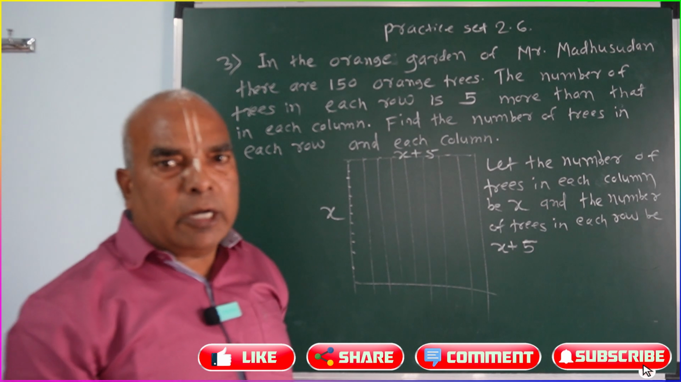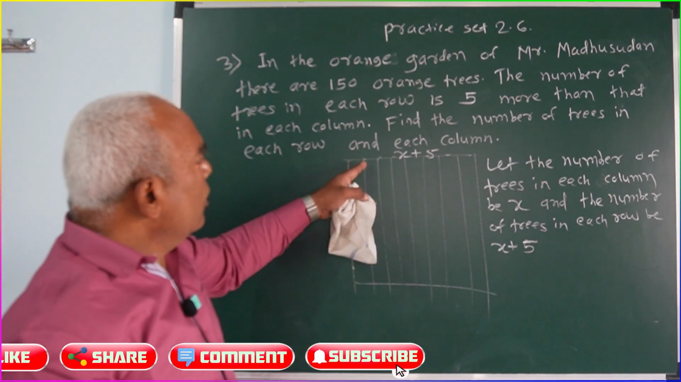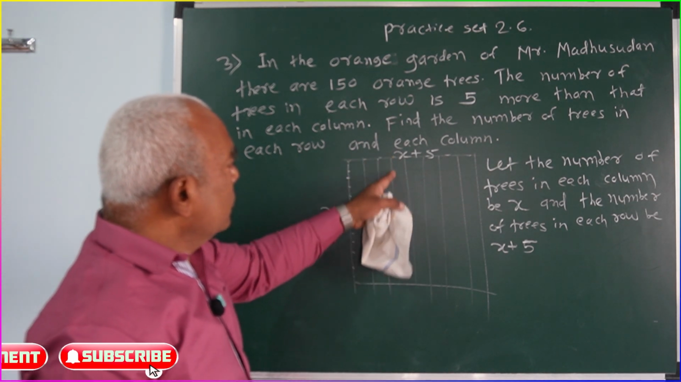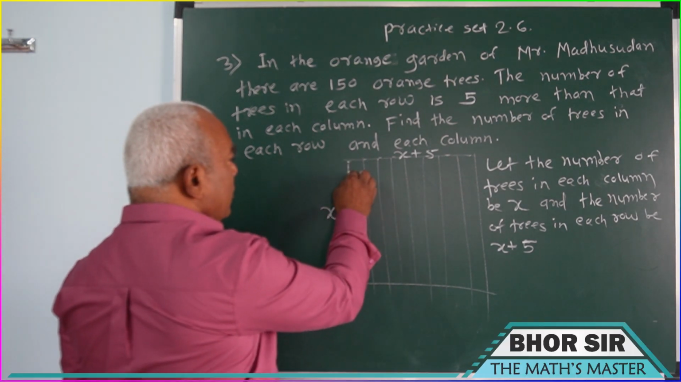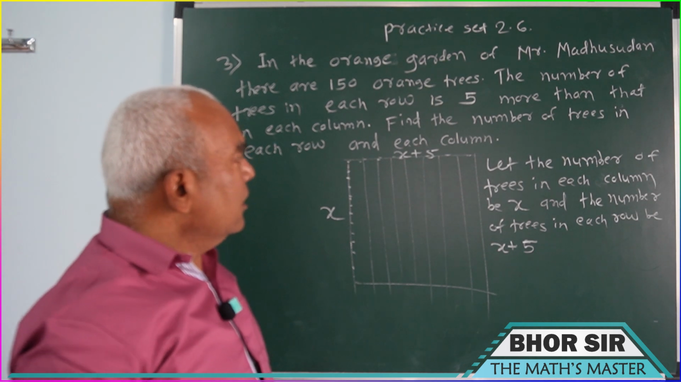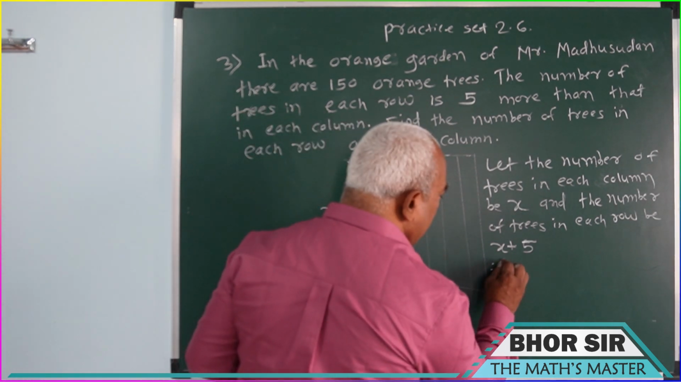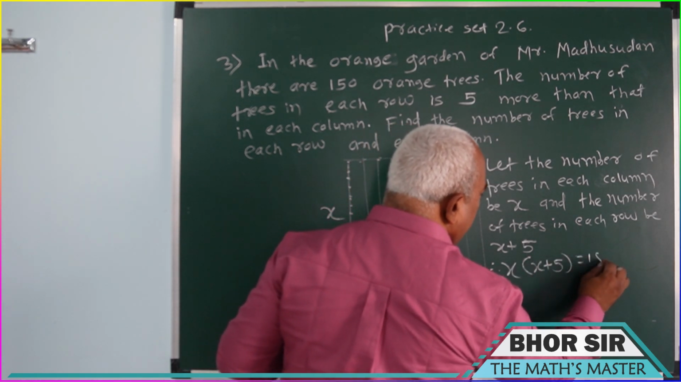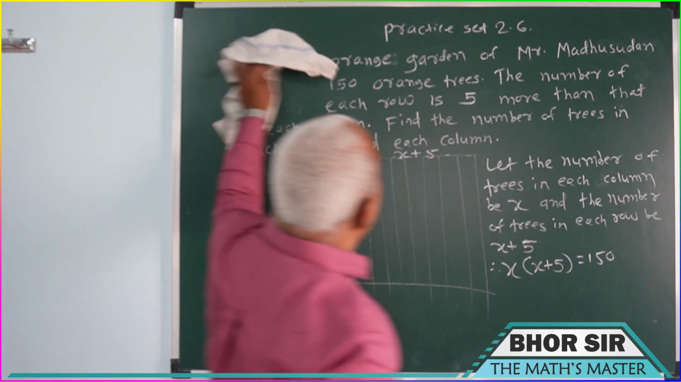Now see here how we are counting trees. We are not counting 1, 2, 3, 4 and so on up to, suppose, 20, 21, 22, 40, 41, 42, 60, 61, 80 this way. What we are doing is simply counting the number of trees in a column and the number of trees in a row, and simply doing multiplication. The total number of trees is 150. Therefore, x in bracket x plus 5 is equal to 150. This way it will be the equation. Now we have to solve this equation.